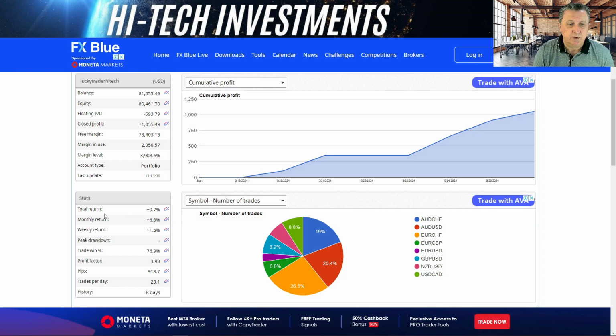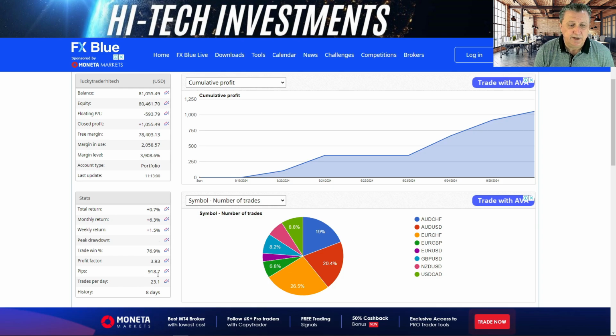If we have also a look at the total returns, then it's 0.7% at the moment. Monthly returns, and this is after 8 days, 6.3%, so it might be a bit low, but then again, remember I told you we haven't really adjusted the lot sizing for optimizing all of this. It is more importantly that things are actually profitable, and then we can adjust how well afterwards. Weekly returns 1.5, and trade wins is quite high, 76.9% for something that's supposed to be random at the moment. Obviously this is very early days, so it might change over time.